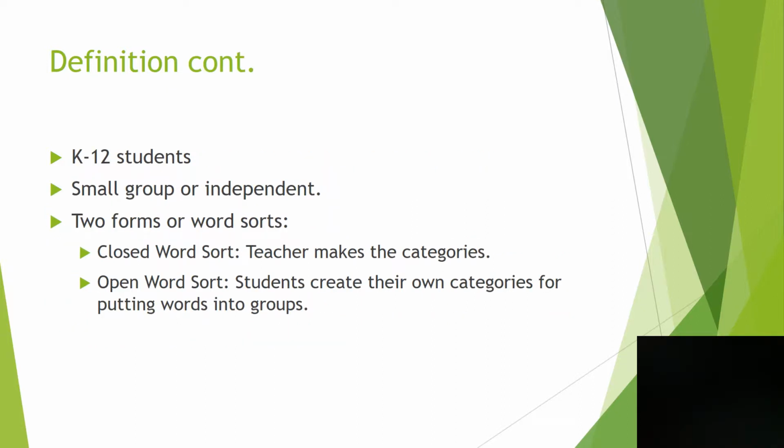This is a good strategy to use for students in grades K through 12 and can be implemented in both small groups or students can do it independently. One thing for you as the teacher to keep in mind is that there are two different forms of word sorts. There's a closed word sort where the teacher makes the different categories for the students to organize the words, or an open word sort where the students get to create their own categories.